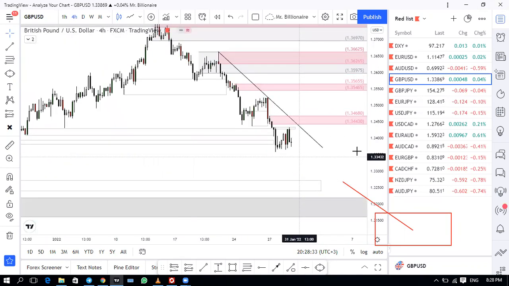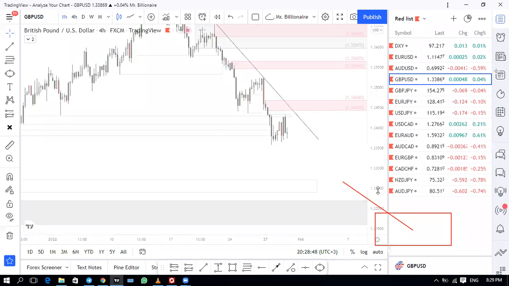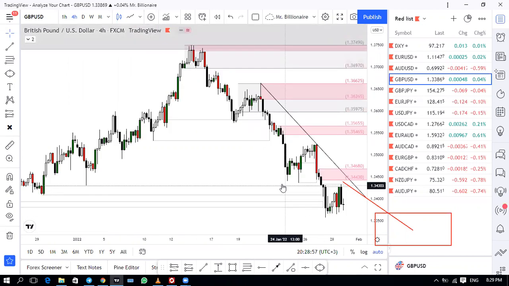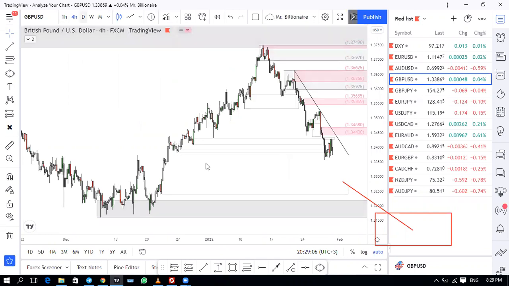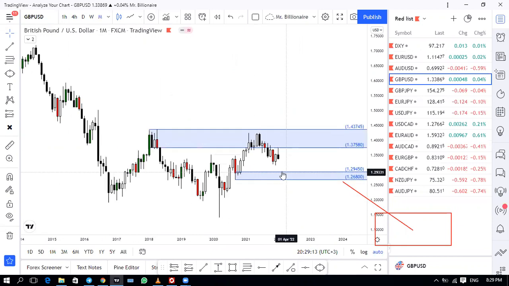Last week, I was looking for selling opportunities. I was expecting the price to retrace up to this 4-hour supply zone. But the price retraced up to the 1-hour supply zone and started to push downward. So next week, I'll closely look for selling opportunities and selling confirmation to continue trading this GBPUSD toward the monthly demand zone. This will be the end of our selling positions.